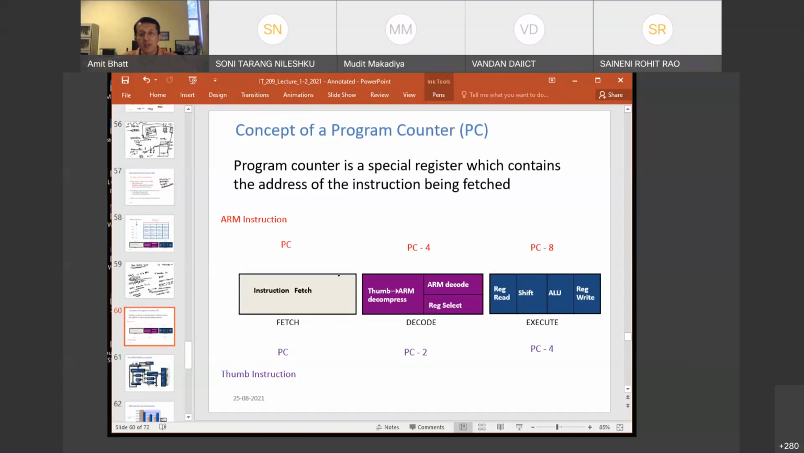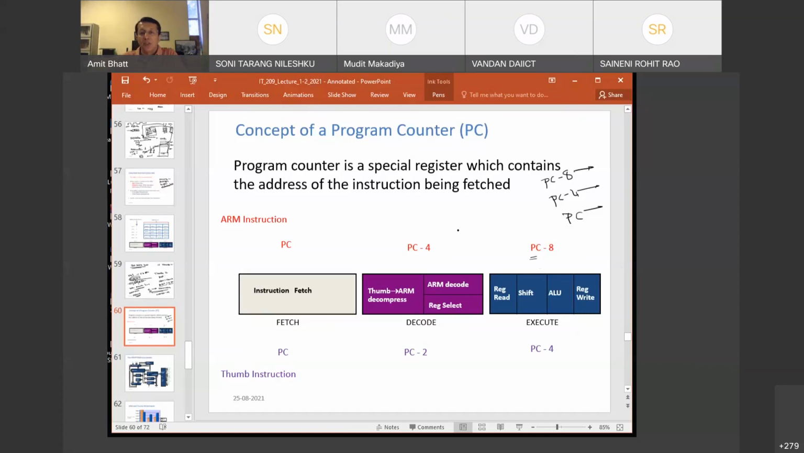So it was already fetched, it was already decoded, and now it is in some stage of getting executed. So the address of that is PC minus 8. This PC means the current program counter value, and this was 8 bytes before that. So if you look at the program counter and the instruction memory locations, if this location is given by the value in PC, then this value would be PC minus 4, and this value would be PC minus 8. Right? We are talking in terms of bytes.